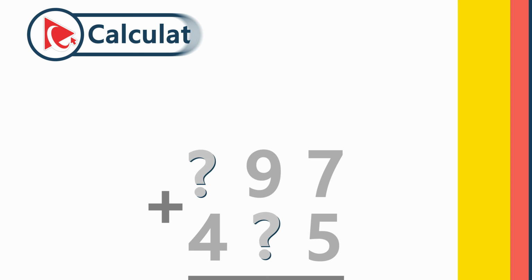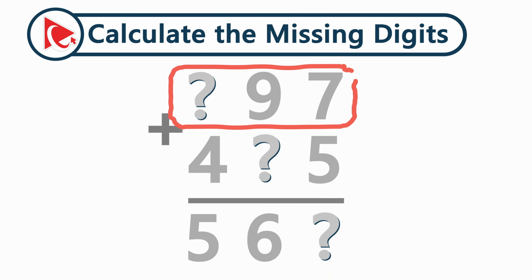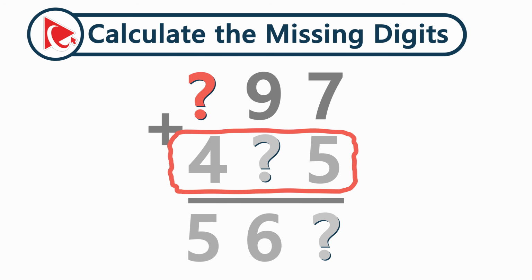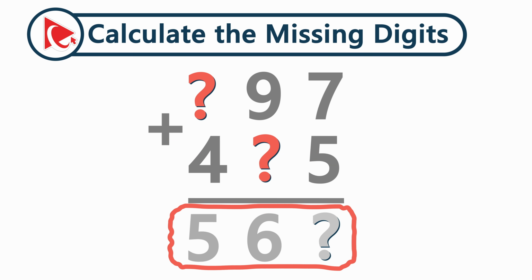You're presented with the expression, which has 3 missing numbers. The first row has numbers: missing number first, then 9 and 7. The second row has numbers 4, missing number, and 5. And then the third row, which is the sum of the first 2 rows, has numbers 5, 6, and then the third missing number.